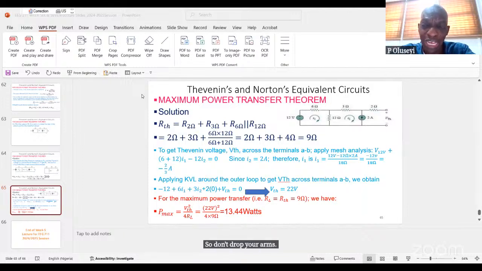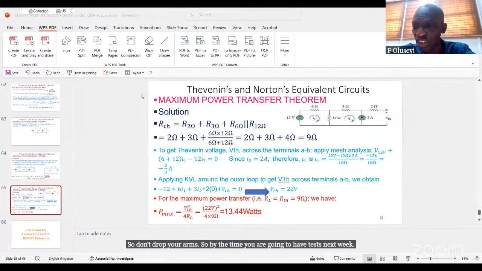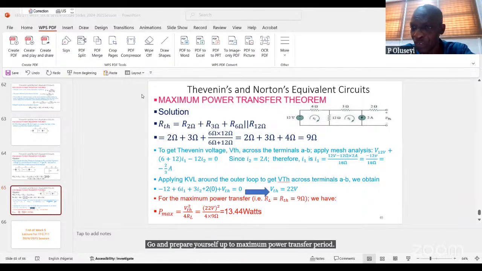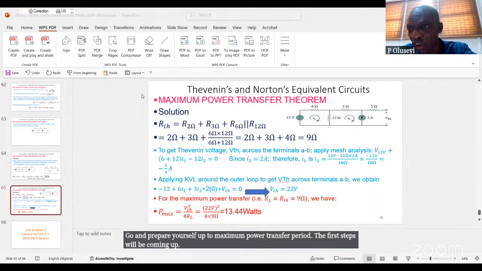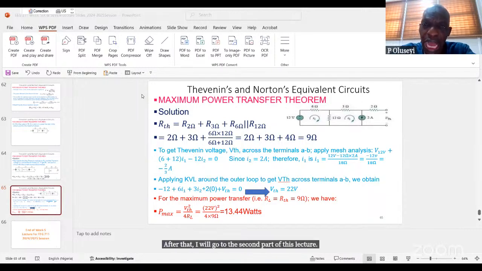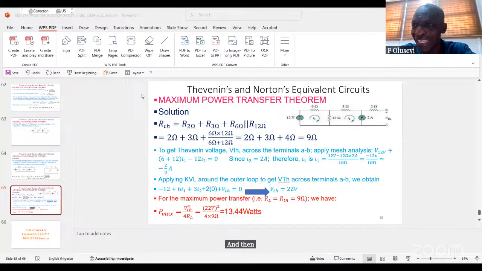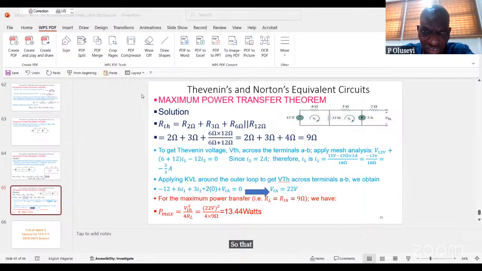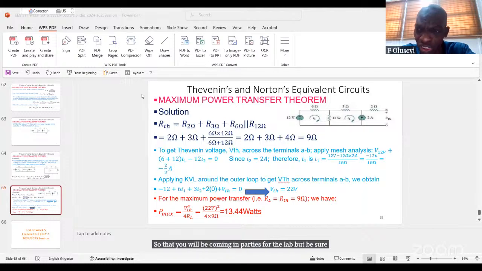By the time you are going to have tests next week, go and prepare yourself up to maximum power transfer theorem. The first test will be coming up. After that test, I will go to the second part of this lecture. Then we will guide you when the laboratory workshop will start, so that you will be coming in batches for the lab. But be sure that in this January, you will start your lab.